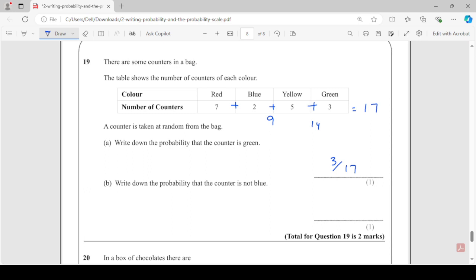Write down the probability that the counter is not blue. The probability of the counter being blue is 2 over 17. So if I have to work out the probability that it's not blue, it's going to be 1 take away 2 over 17, which is 15 over 17.